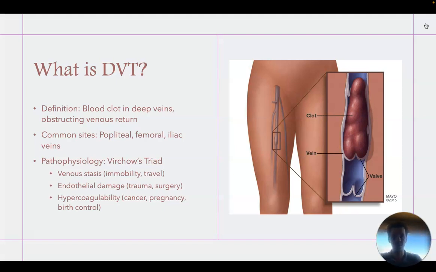Common sites are the popliteal, femoral, and iliac veins. And then there's a triad for the pathophysiology, including venous stasis, which would be from immobility and travel, endothelial damage from trauma or surgery, and hypercoagulability from cancer, pregnancy, or birth control.